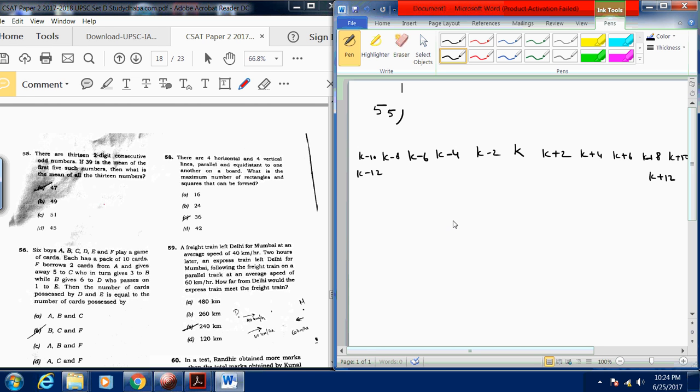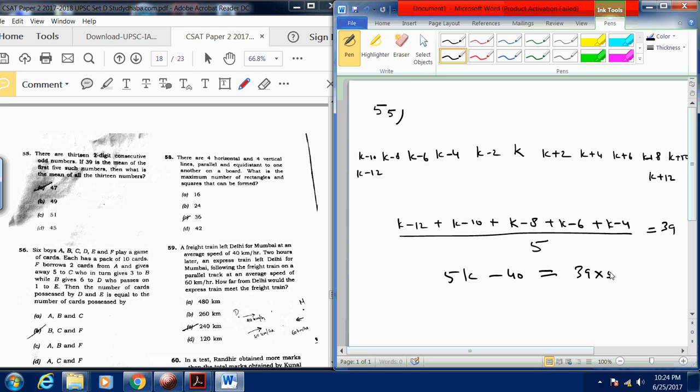Now given that 39 is the mean of the first 5 such numbers, the first 5 numbers will be k minus 12, k minus 10, k minus 8, k minus 6, and k minus 4. The mean of these first 5 numbers is 39. So 5k minus 40 is equal to 39 times 5, which is simply 195. So 5k will be equal to 235. k will be equal to 47.